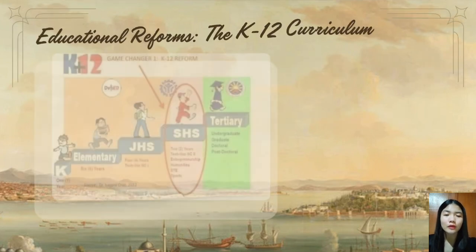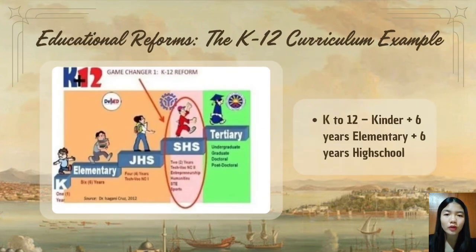Under the K-12, students go through kindergarten, 6 years of elementary, and 6 years of high school, which includes 4 years of junior high and 2 years of senior high school. This allows students to explore their interests, learn technical skills, and become more prepared for college or work.